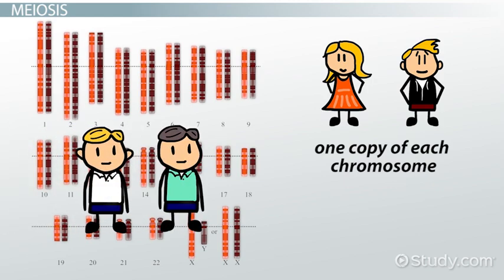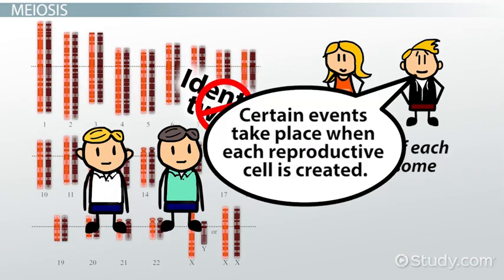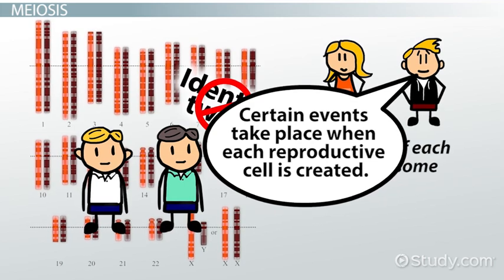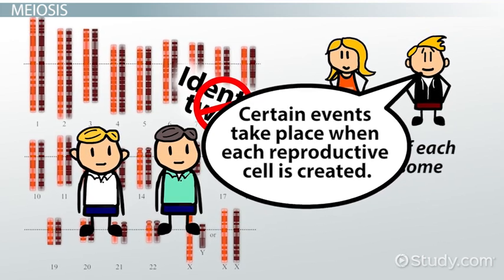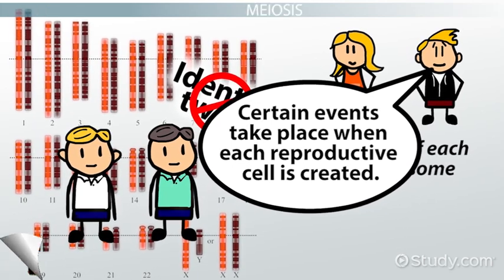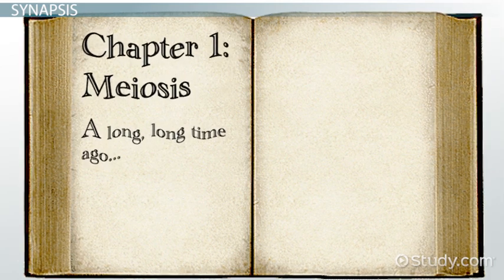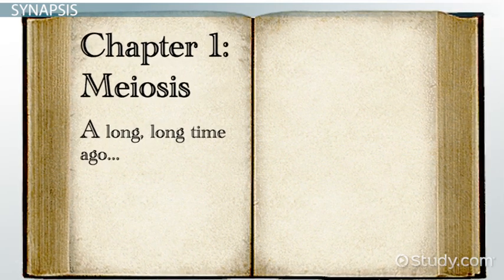Well, so far this sounds like you and your sisters and brothers should look just alike. That would be the case if certain events didn't take place when each reproductive cell is created. Let's see how the seemingly simple process leads to the differences within your family. The beginning of the process is usually the best place to start anything, so let's do that here.